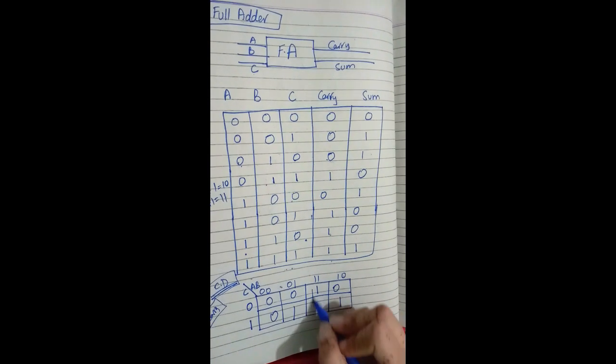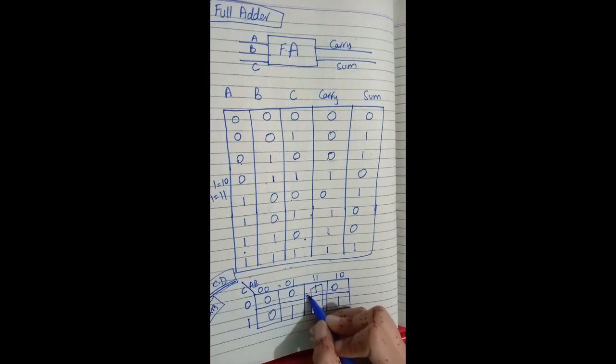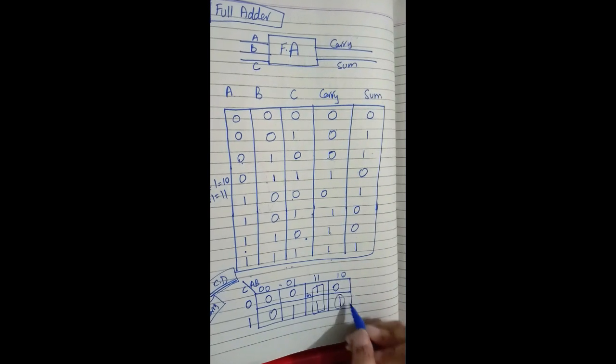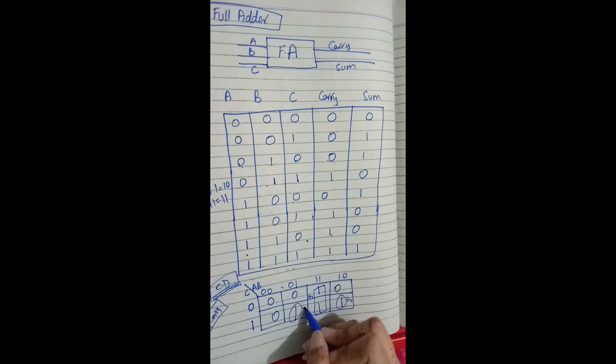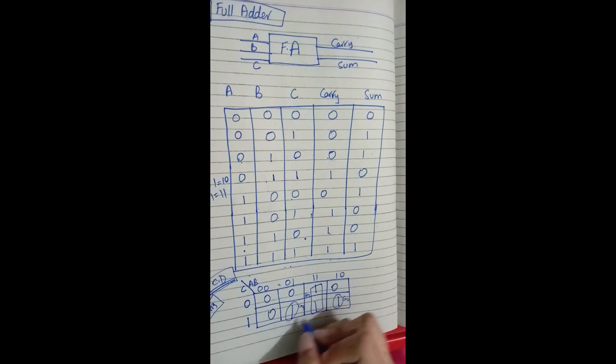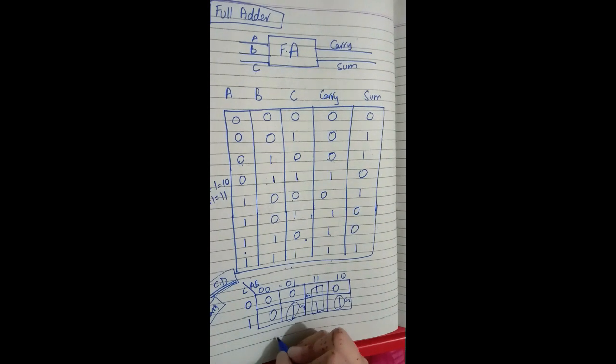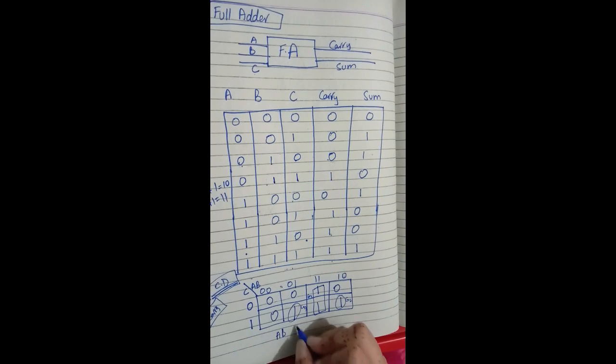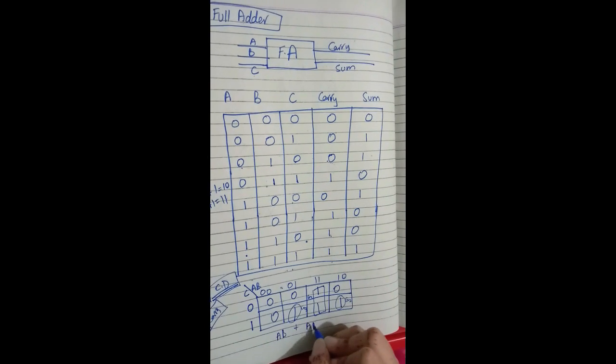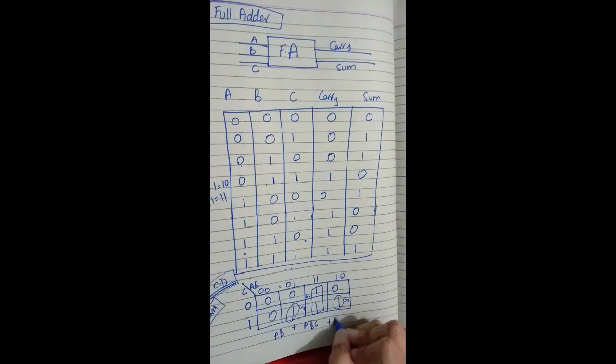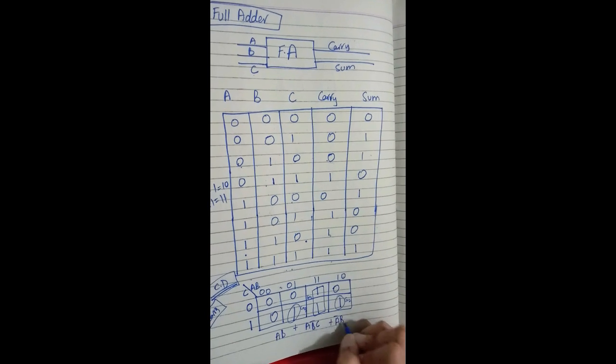Now we will make the groups. This is group 1. This is group 2. This is group 3. As we have studied before, we will write group 1 as AB, group 2 as A B bar C, and group 3 as A bar B C.